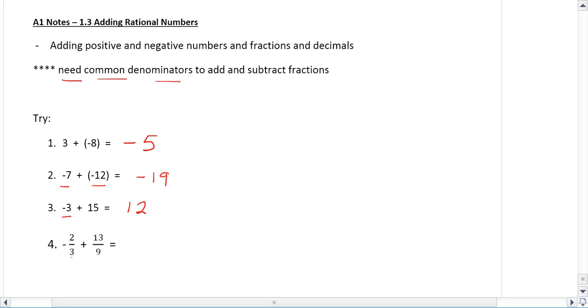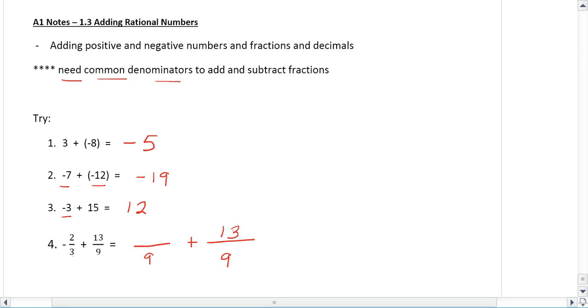In this 4th example, we need to get common denominators before we can add these fractions. So we think 9 and 3, what do they both go into? Now they both go into the number 900, but I like to use the smallest denominator I can because that makes life a little easier. And 3 and 9 both go into 9. That means I don't even have to change this second fraction.